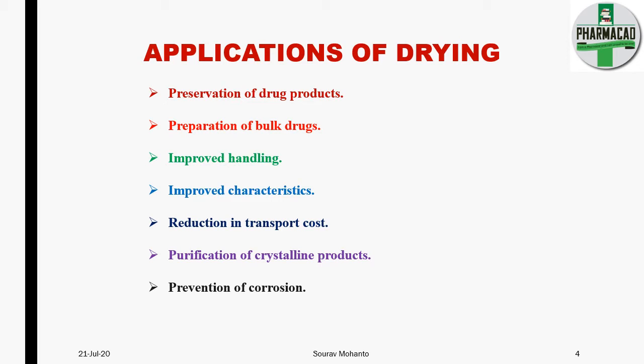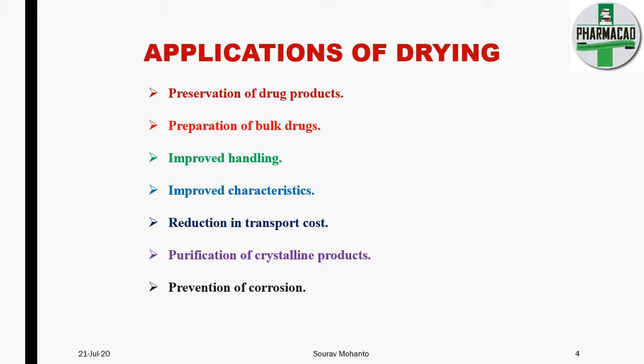Next is preparation of bulk drugs. Yes, for bulk drug preparation, drugs in the form of powder, we can use the drying process. Improve handling: if we remove a small amount of water from any kind of material, then the material is free to flow, and we can easily handle those materials also. Improve characteristics, yes, definitely. If we remove those water molecules from those materials, then definitely the characteristics will be improved.